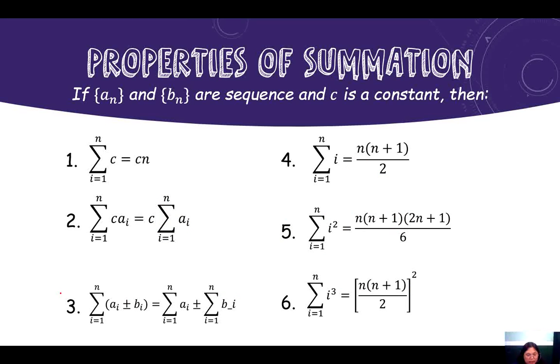If a sub n and b sub n are sequences and c is a constant, then these are the properties of the summation. As you can see in number 1, we have the constant, c. In number 2, if there is a constant in the summation, you just move the constant to the other side. These properties are our pattern.